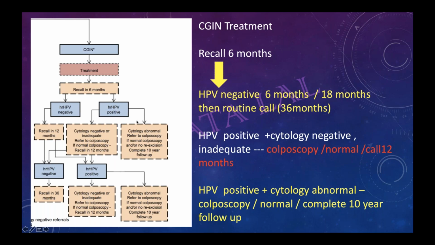But in this particular situation, anytime if the HPV is positive and cytology is abnormal, any abnormal cytology you see in CGIN with HPV positive, please ask for 10-year complete follow-up. So these things are different in this glandular treatment. Is the thing clear? This is the last part of that third chart.